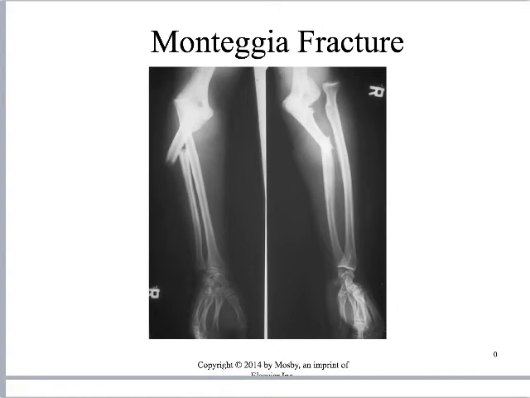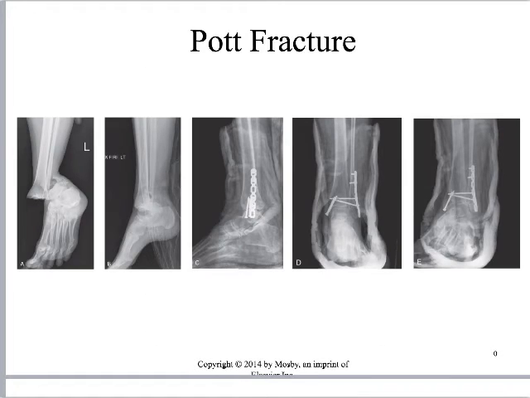Here's one of the ones that's pretty ugly. So the proximal ulna has been fractured and we've dislocated the radius. Here's that Pott fracture that I said was so ugly looking, where we've just stepped off and broken or dislocated both of the mortise joints.